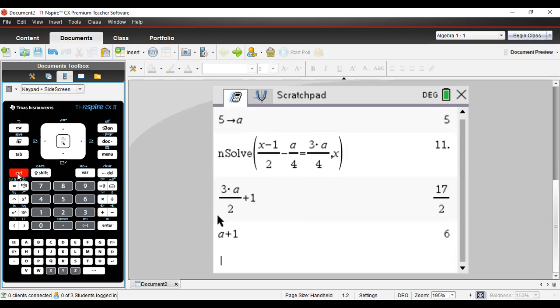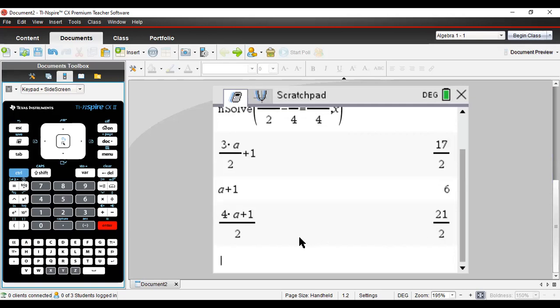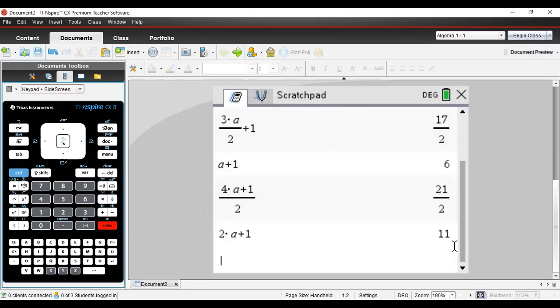And then I'm going to do the next one, control divide. That's going to be 4A plus 1 over 2. And that is 21 over 2. So that's not the answer. So the last one should be the answer. So let's do it. 2A plus 1. And guess what? It is 11. That's what we expected. So that would be our answer. So choice 4 is the answer for this one.